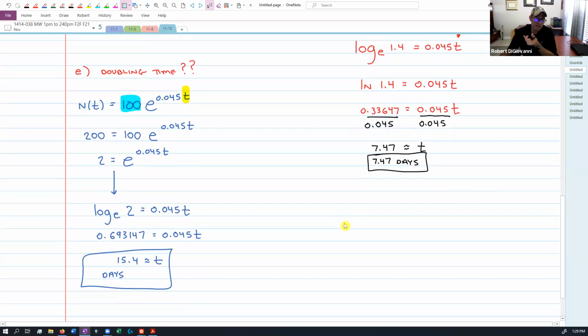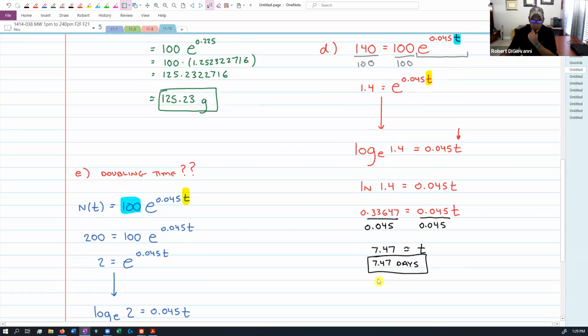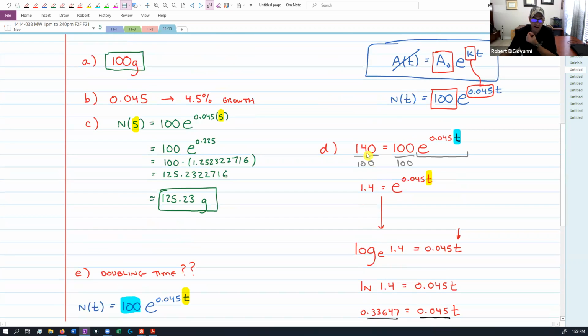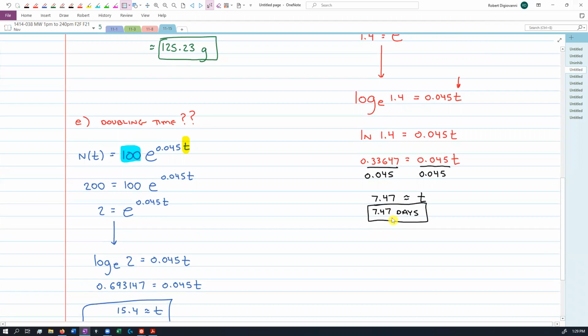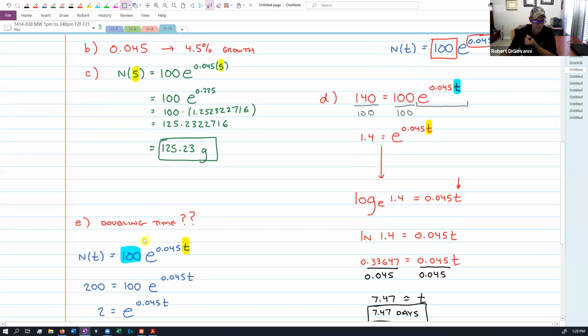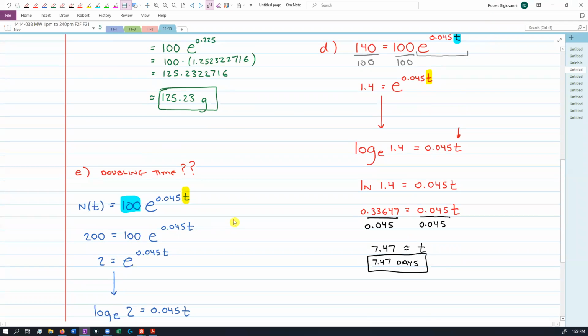Because it's not linear growth, it's exponential growth. I want to make sure I understand your question, because this 7.47 days came from us asking how long it takes to go from 100 to 140. So from 100 to 140, it took 7.47 days. This question is asking how long it takes to go from 100 to 200.